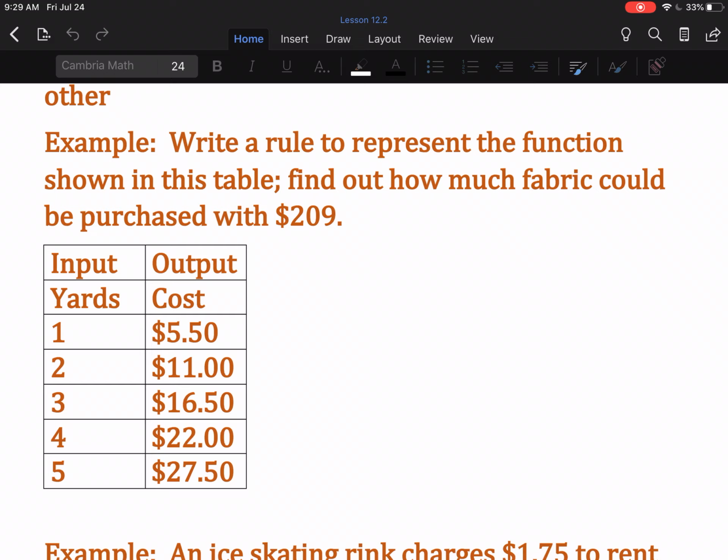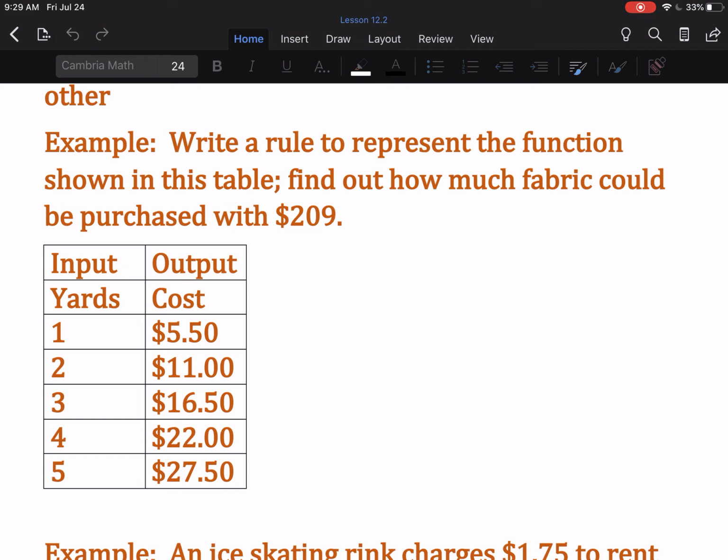So here we're told that 1 yard of fabric is $5.50, 2 yards of fabric is $11, 3 yards of fabric is $16.50, 4 yards of fabric is $22, and 5 yards of fabric is $27.50. What this is showing us is that each yard of fabric we add adds another $5.50. And that makes sense. The cost shouldn't change. If it's $5.50 for 1 yard, then it should be $5.50 for every yard.